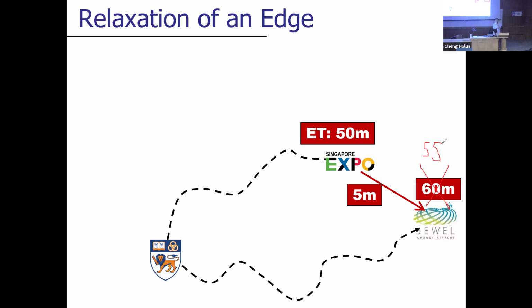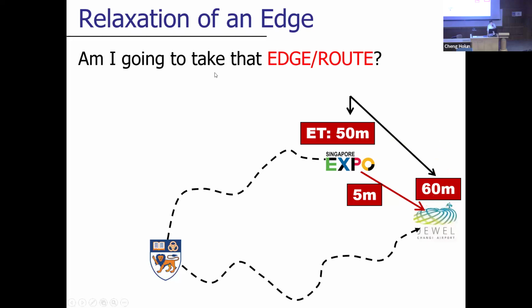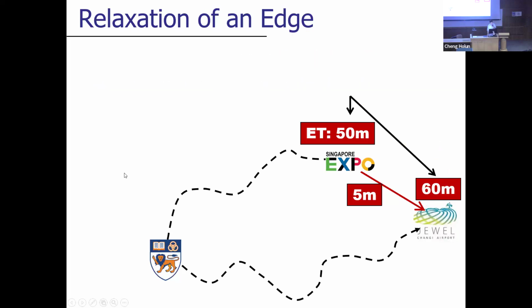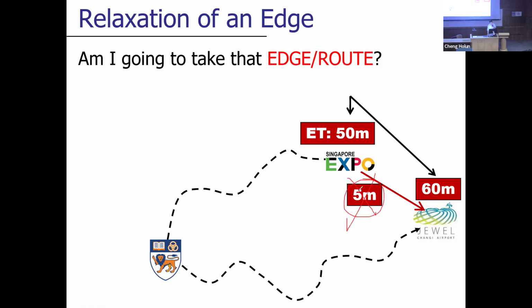Okay? So that is how I improve it. What is the other case? The other case is, what if it's not the case like that? Okay, so the question is, do I want to take this edge? What if this is not 5 minutes? Actually, from Expo to Geo Airport, you actually need 50 minutes.